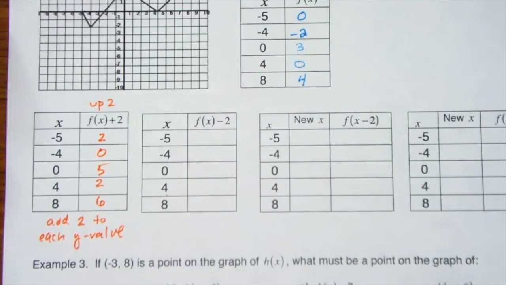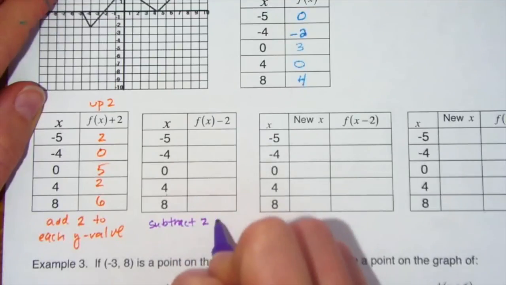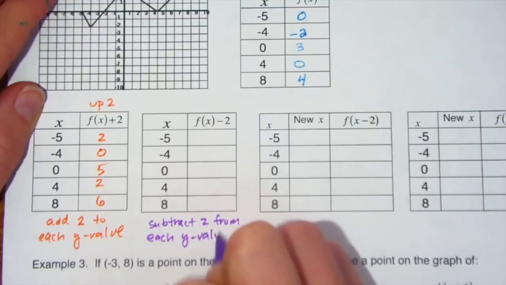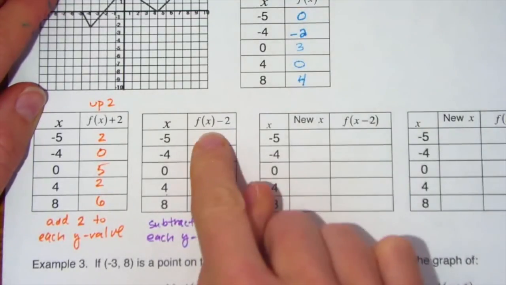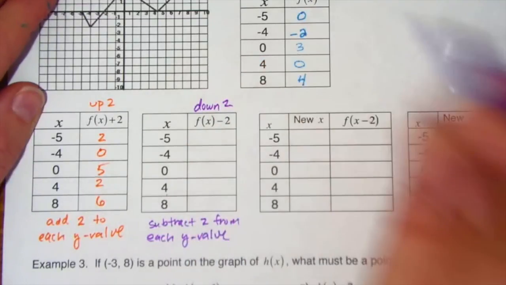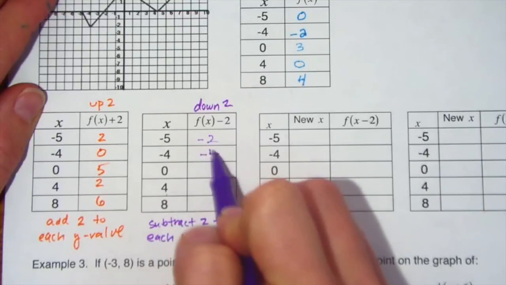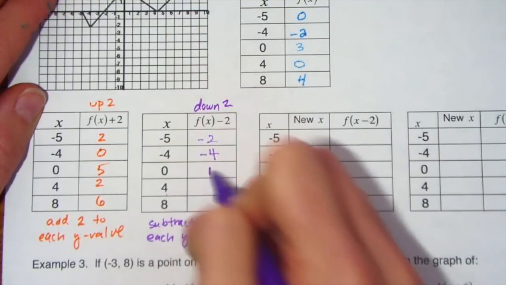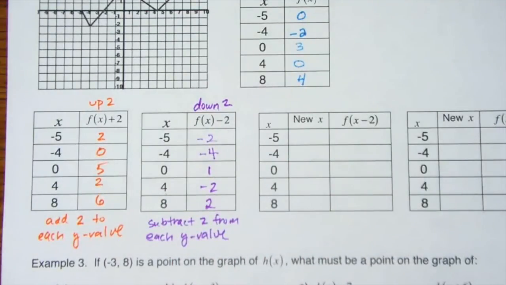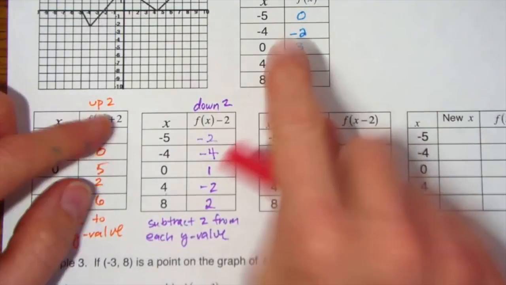So this time we're subtracting 2 from each y value. And what is the translation of our function? That is down 2. All right, so then we are left with, perfect, thanks, because we're moving down 2.